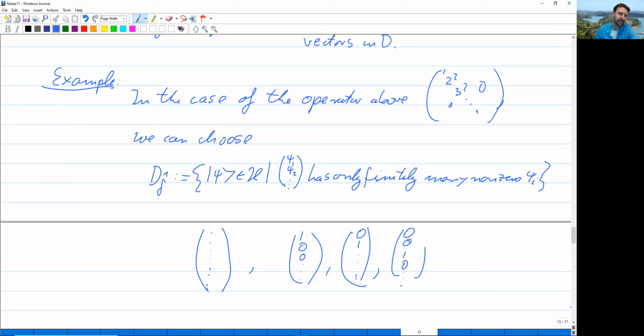And yet, the domain here is not the entire Hilbert space, right? Because it doesn't contain vectors that have infinitely many non-zero coefficients. For example, those vectors whose coefficients quickly decay, like the vector 1, 1/2, 1/3, 1/4 from above, is not in our domain here. So you see how subtle things happen here.